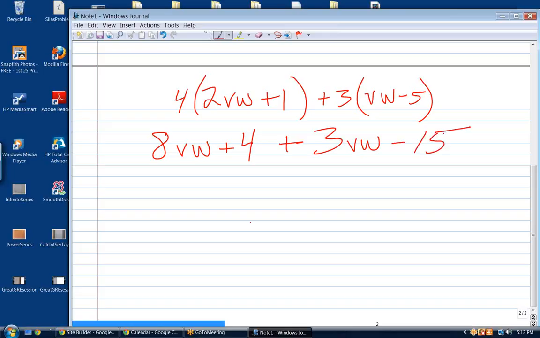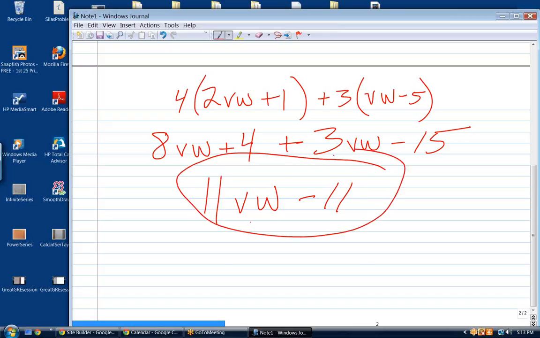Now combine that. How many VWs do you have? 11. How many numbers do you have? Negative 11. There's your answer.